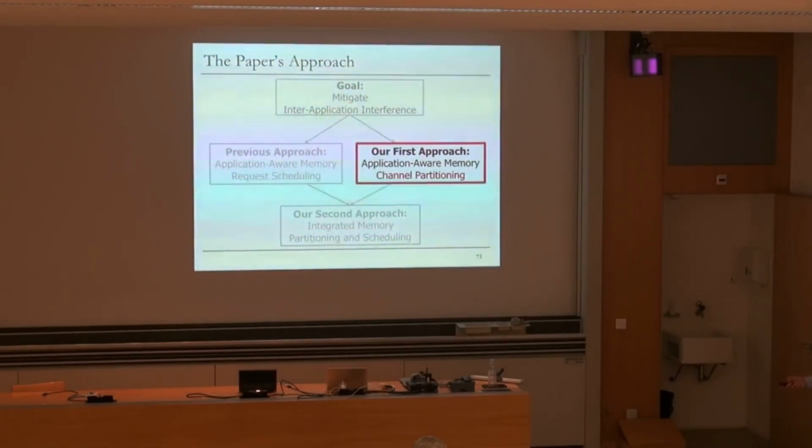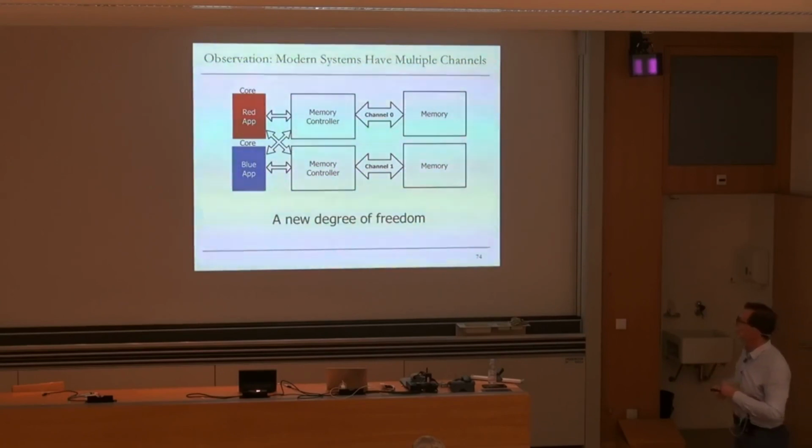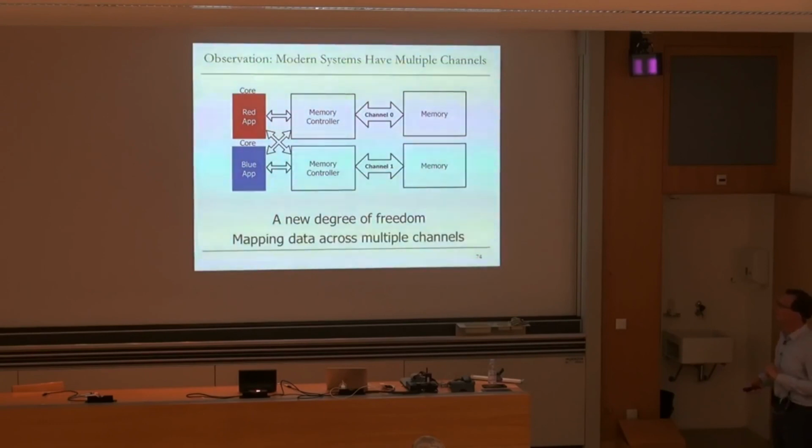So the first approach is channel partitioning. Basically, the key observation that leads to the mechanism is you have different applications, but you also have multiple channels in modern systems. This gives you a new degree of freedom in mitigating interference between applications. You can map data across multiple channels.